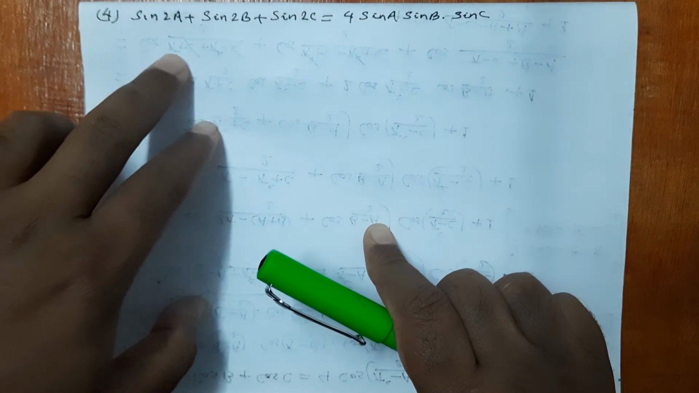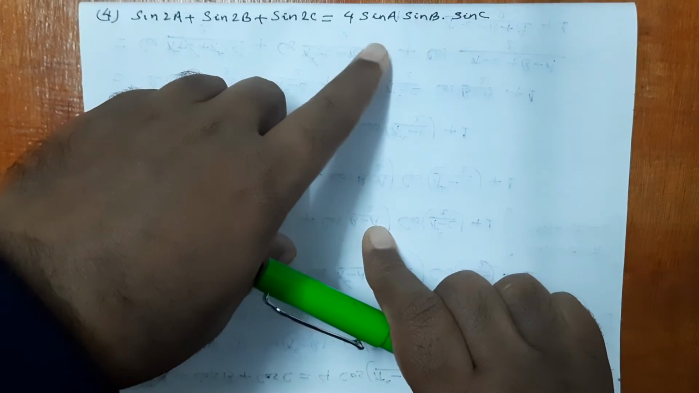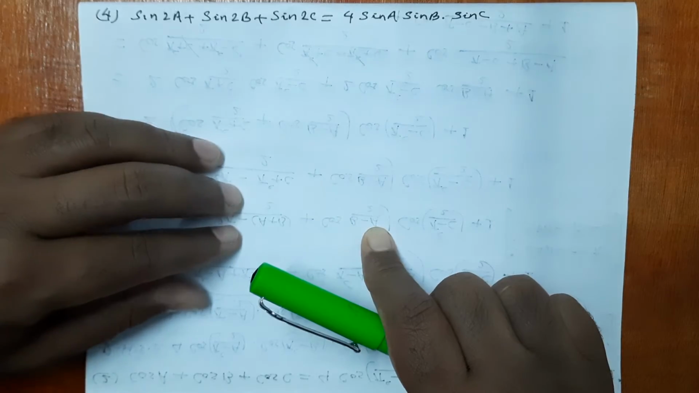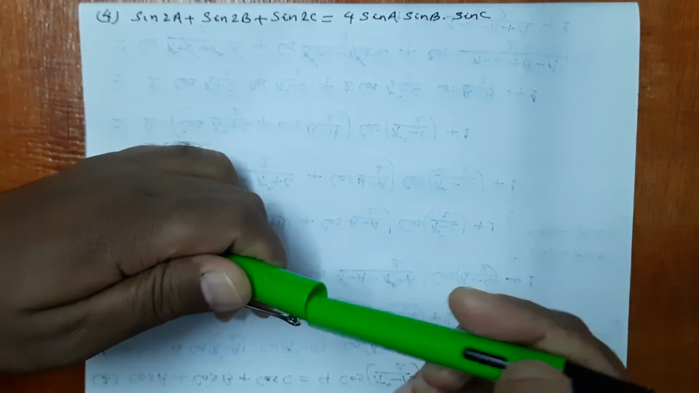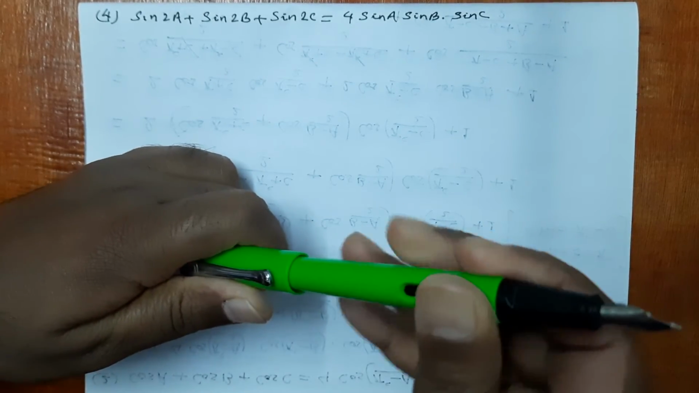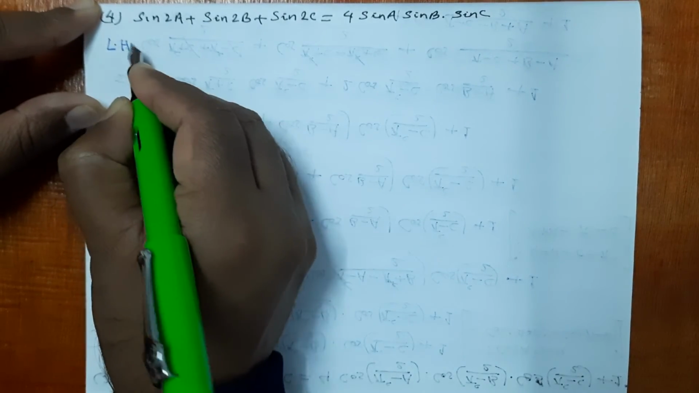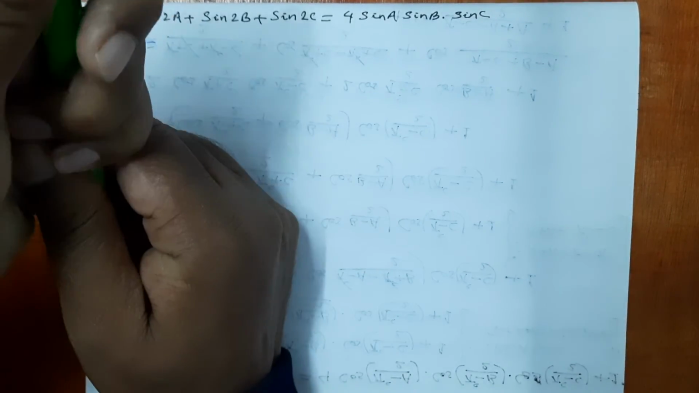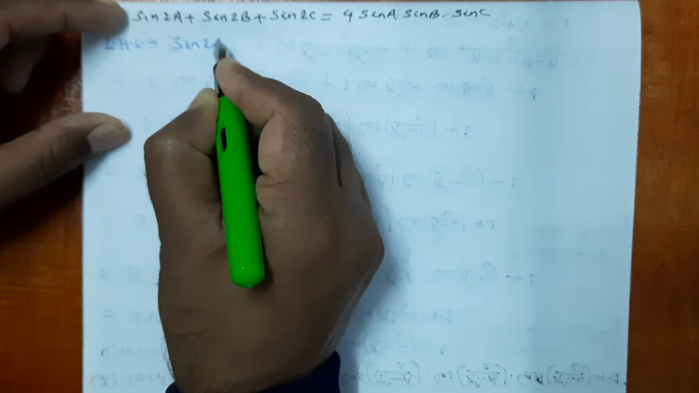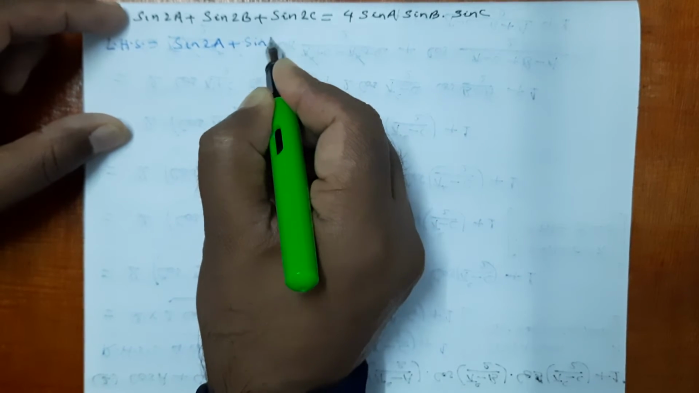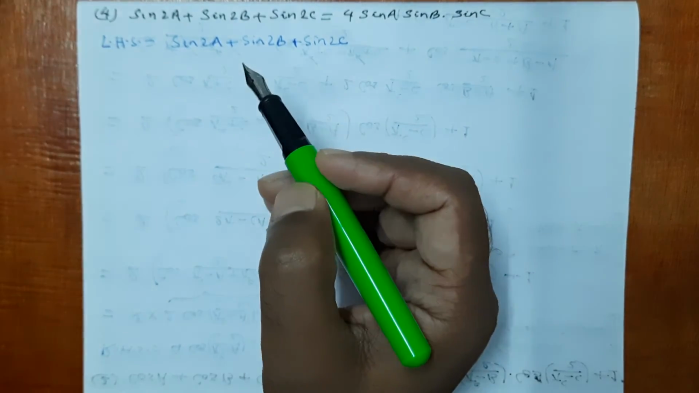Our next question is sin 2A plus sin 2B plus sin 2C equals 4 sin A sin B sin C, which we have to prove. So let's start from the left hand side. Left hand side equals sin 2A plus sin 2B plus sin 2C. This is our left hand side.